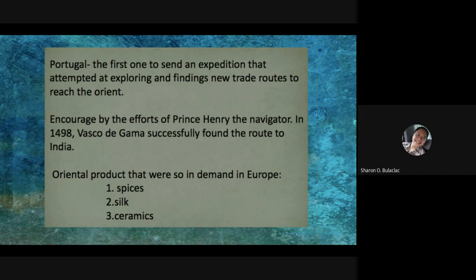So I will not go into so much detail about the expeditions here, but you have another link where you have another video where you can see the different expeditions, particularly Magellan's expedition.